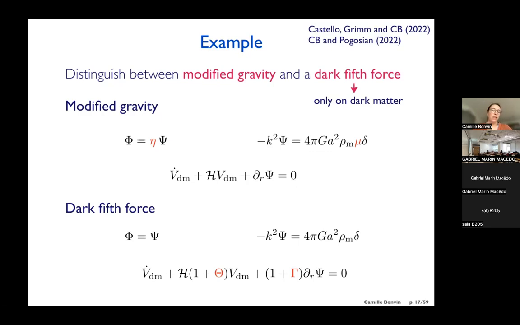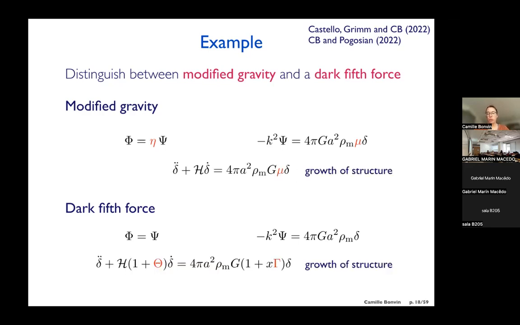So this is at the level of the equations. Now what we want to understand is how these two models impact the way structures are growing as a function of time. So we can combine these equations to obtain an evolution equation for the density. In the case of modified gravity, what we see is that the growth of the density is directly affected by the function mu, by the change in the Poisson equation. Whereas in the case of a dark fifth force, we see that the growth of structure is affected both by the fifth force and by the friction term.